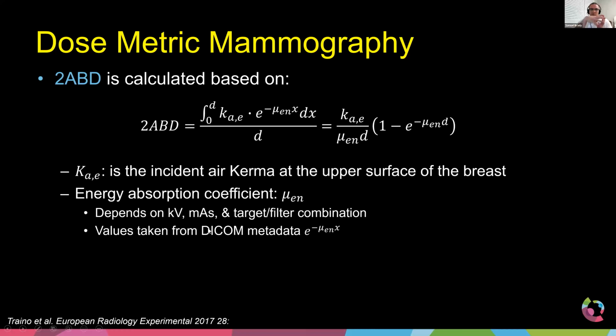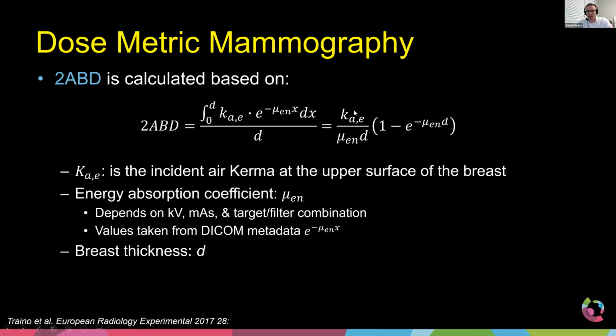So you take a picture, an MLO or a CC image, and that image will come across to PACS, and in the metadata, in the header, you will find the kV, the mAs, and the filter target combinations. And from that, you can look up the mu sub en. And then, of course, we know breast thickness based on the compression. So what I'm trying to say here is, when you look at this equation, here I did the math right here. You just integrate over.